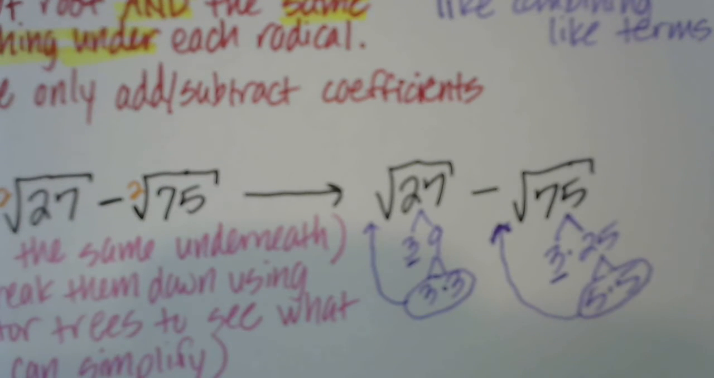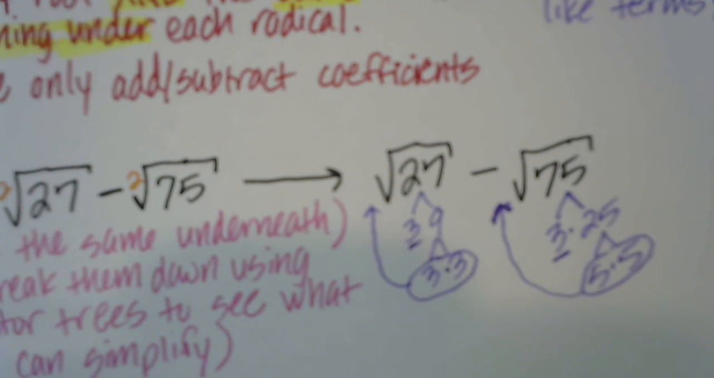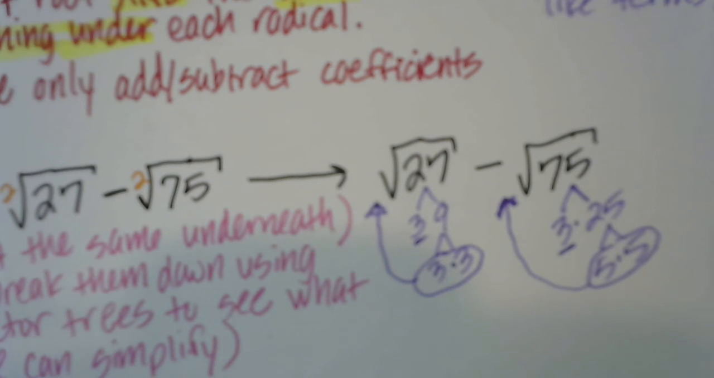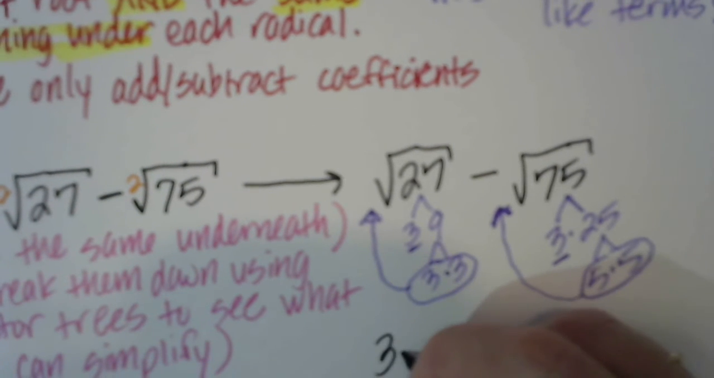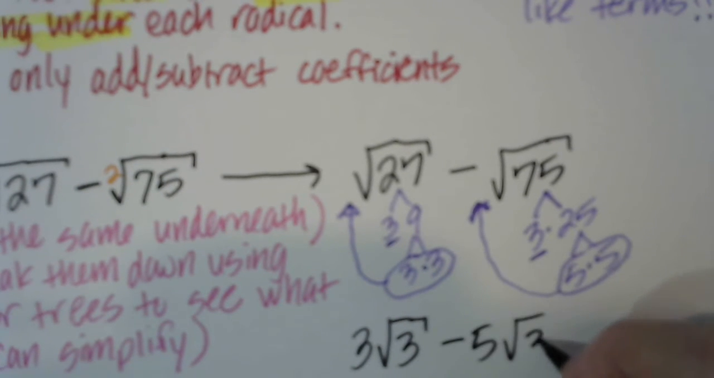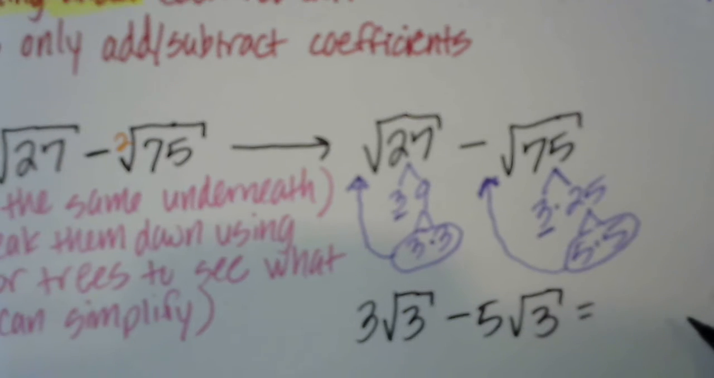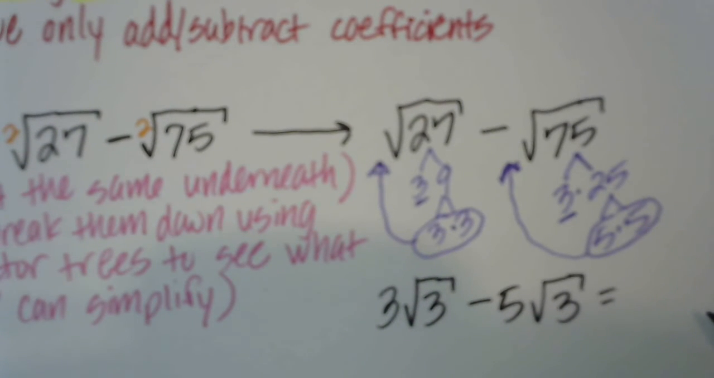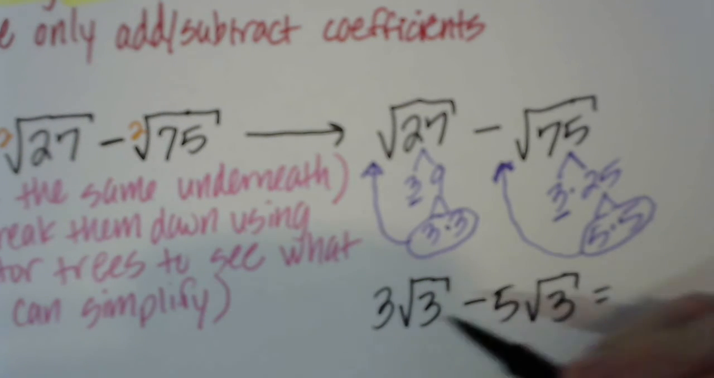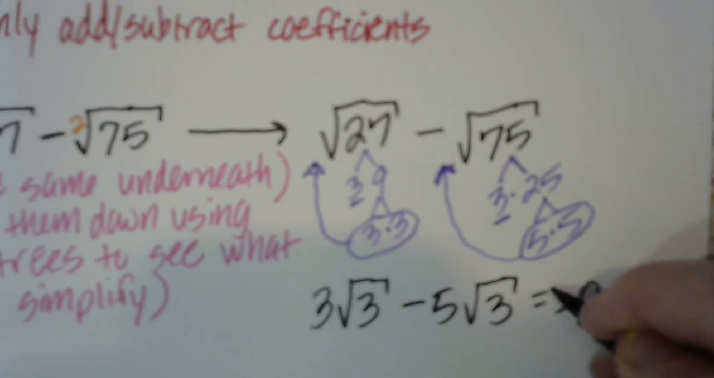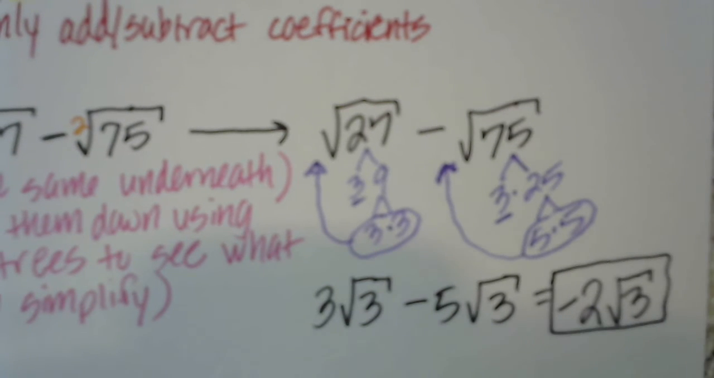So now when I rewrite the problem, this actually becomes 3 radical 3 minus 5 radical 3. So after breaking the radical down, I actually can subtract these radicals. 3 minus 5 is negative 2, and radical 3 has to be with my answer. Okay?